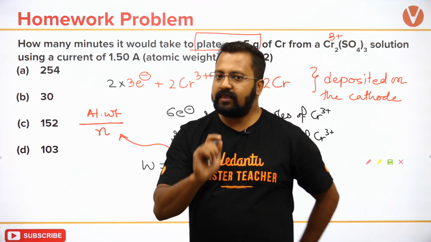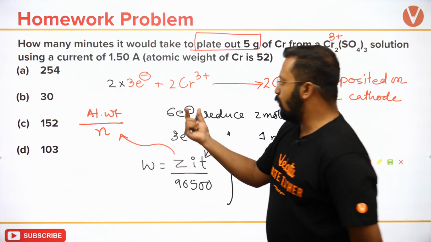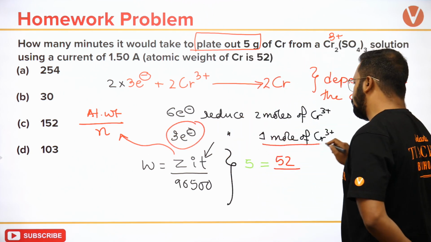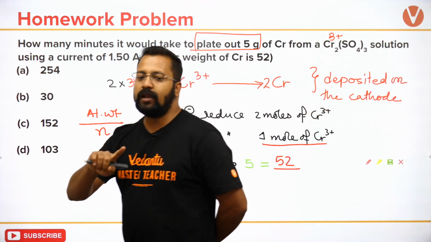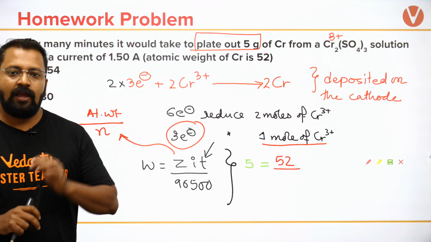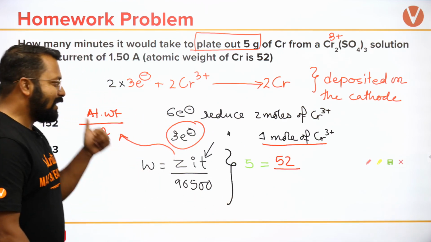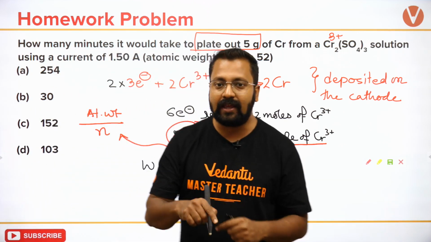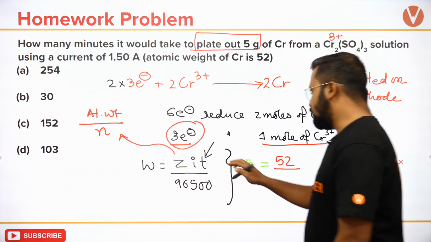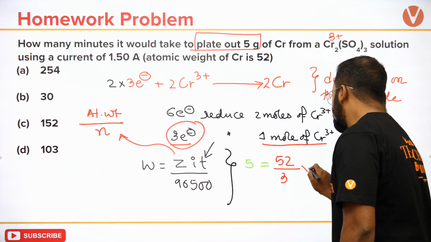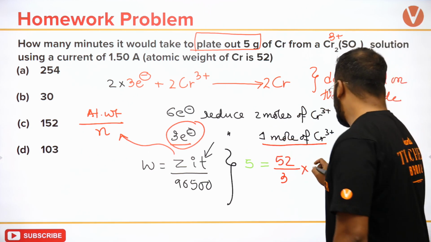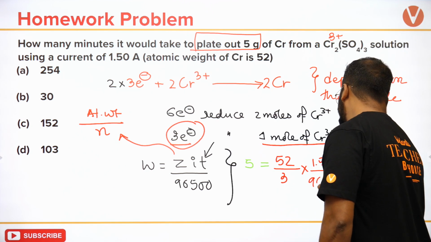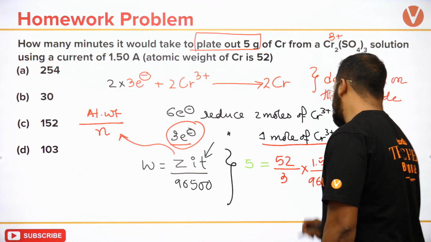The value of n that I would be using will be equal to how many electrons are required for reducing or oxidizing 1 mole of ion. 1 mole के लिए कितना जरूरत पड़ रहा है? How many electrons are required for 1 mole of Cr3+ will give me the value of n. So I will put the value as 3. Current value is 1.5, time upon 96500.